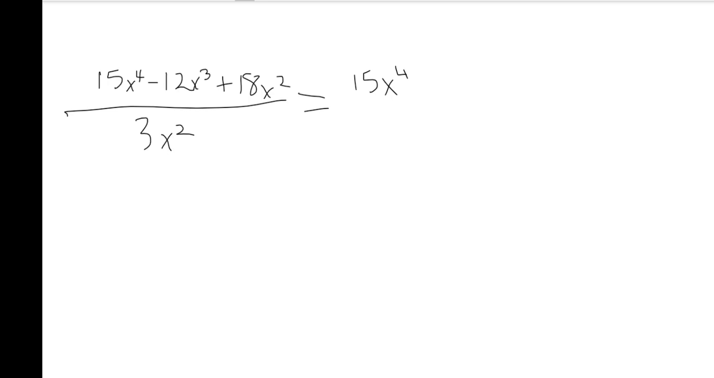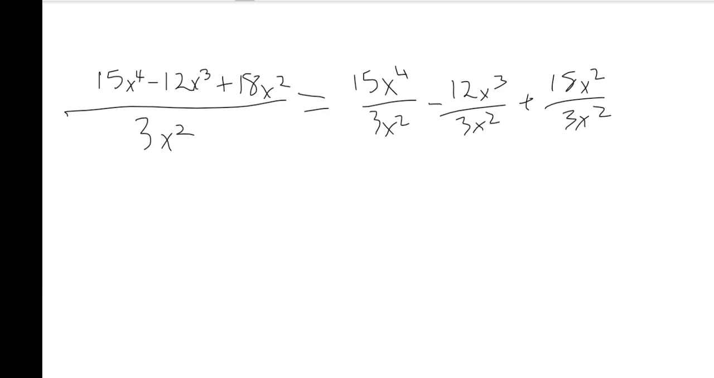So 15x to the fourth power divided by 3x squared minus 12x cubed divided by 3x squared plus 18x squared divided by 3x squared. And so simply focus on, since they all have the same base, the whole numbers here, the coefficients. So 15 divided by 3 is 5. X to the fourth divided by x to the second. When you have exponents with the same base, just simply subtract them. And here you have x to the second power.